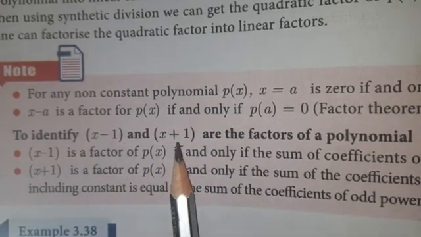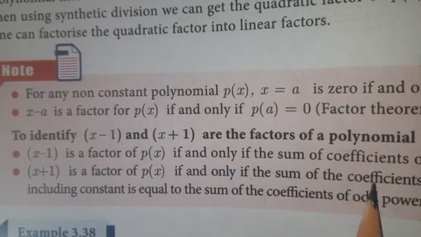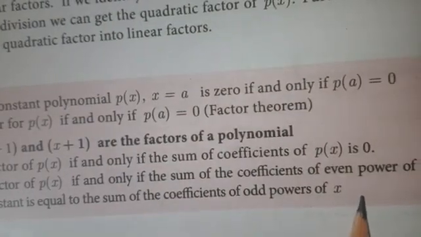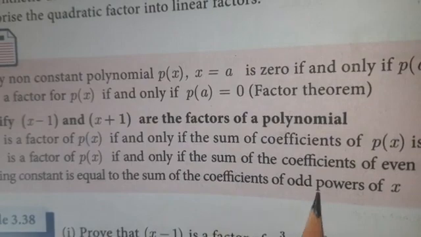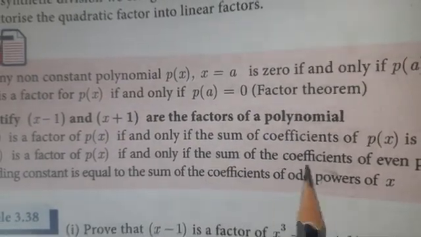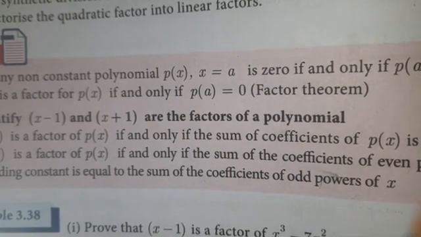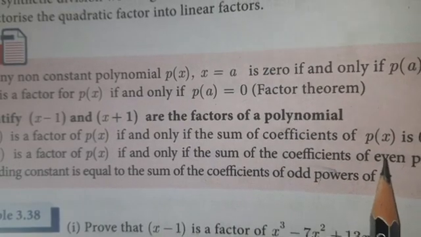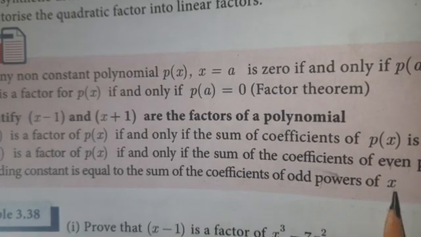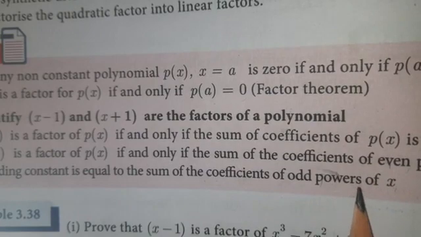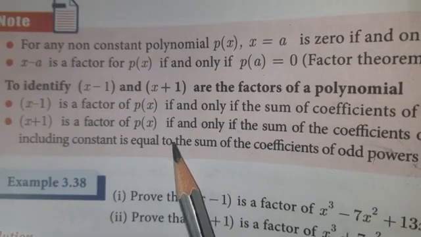Next, how will you find that x plus 1 is a factor? The sum of the coefficients of even powers of x is equal to the sum of the coefficients of odd powers of x. That is, we add the coefficients of the even powers of x, and this should equal the sum of the coefficients of the odd powers of x. If both are equal, then x plus 1 is a factor.